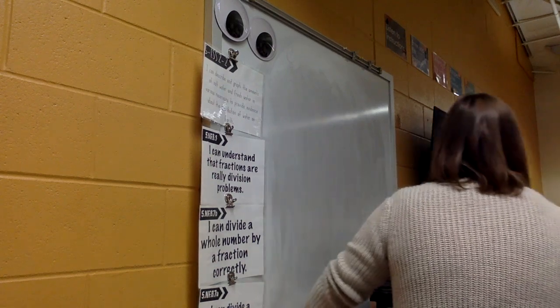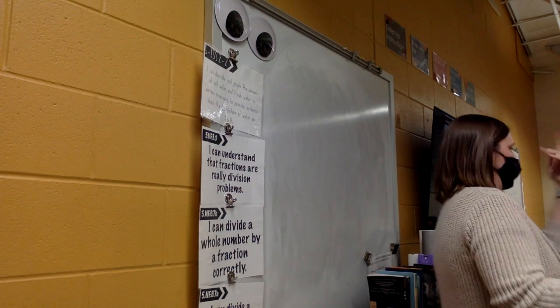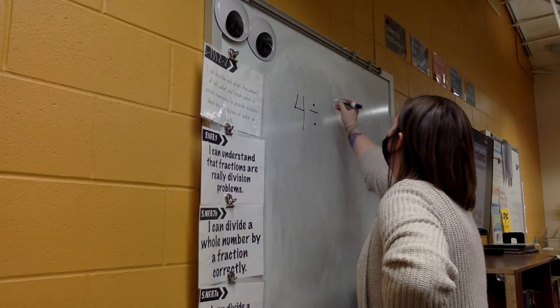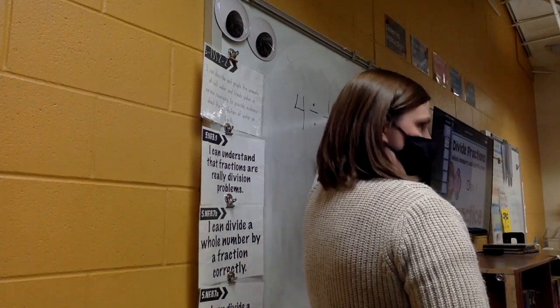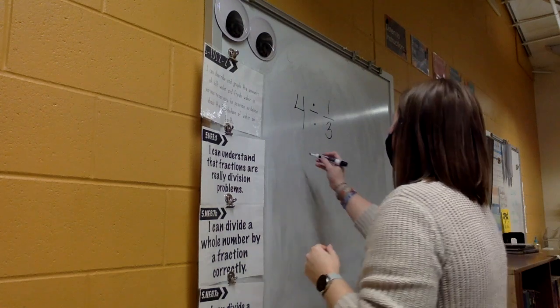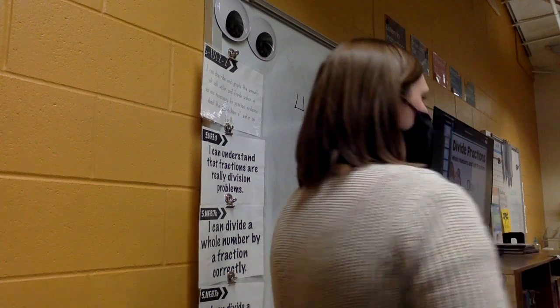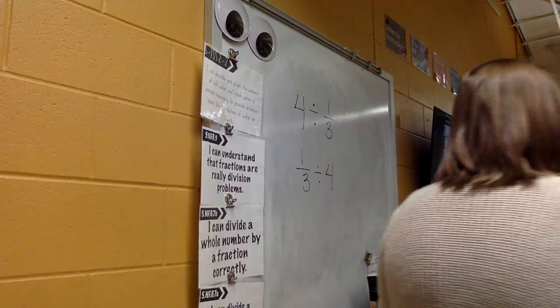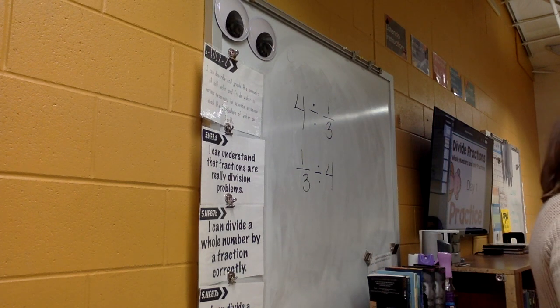So we're going to be dividing whole numbers and unit fractions both ways. That would mean like 4 divided by 1/3. That's a whole number and a unit fraction. Or it could be the opposite, 1/3 divided by 4. We're going to be looking at both ways. Go ahead and write those down: whole number divided by unit fraction, and then unit fraction divided by whole number.